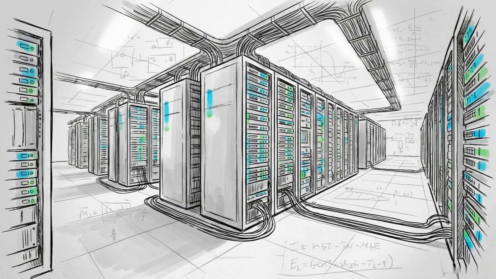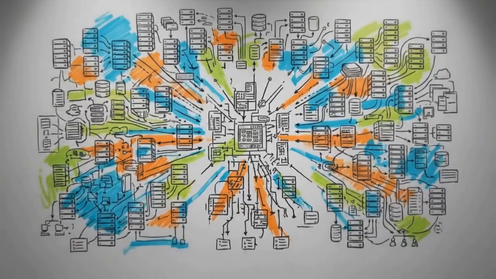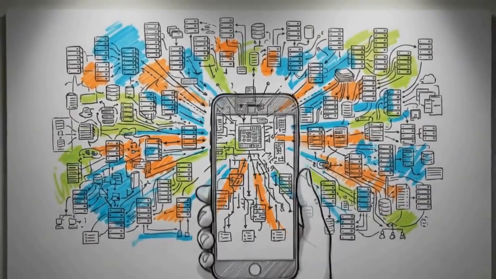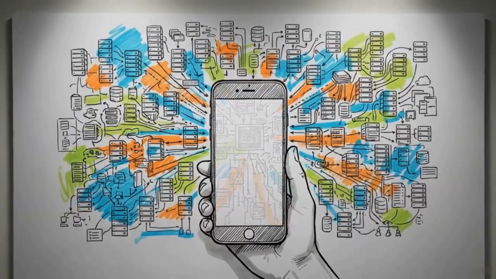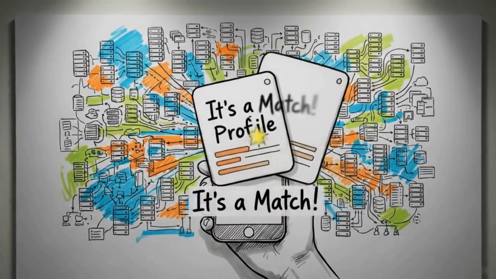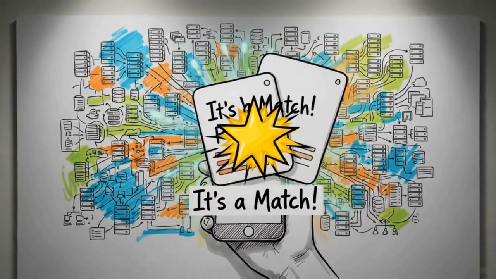Operating a global dating platform requires massive computational complexity, but by mastering the limits of distributed systems, geospatial sharding, and event-driven architecture, engineers compress that complexity into an experience that feels effortlessly instantaneous.